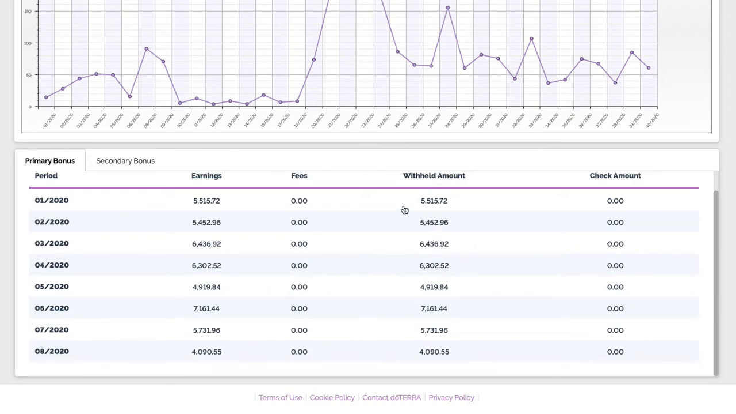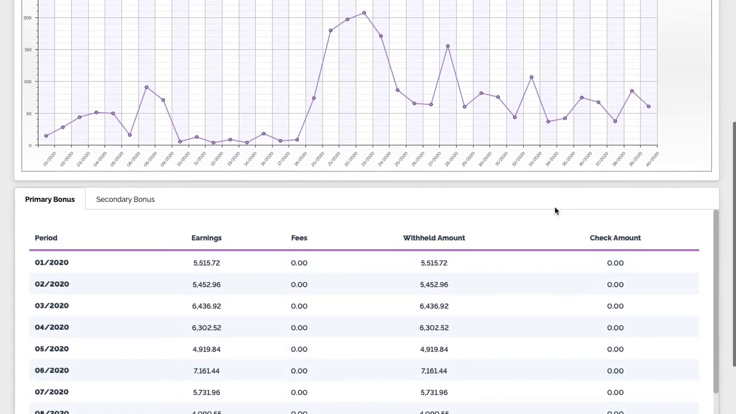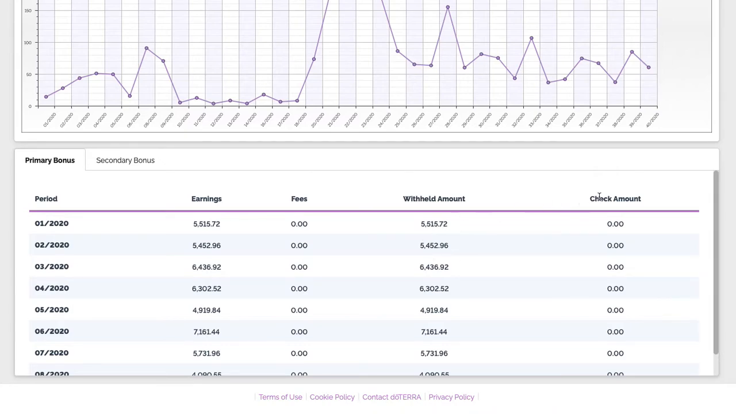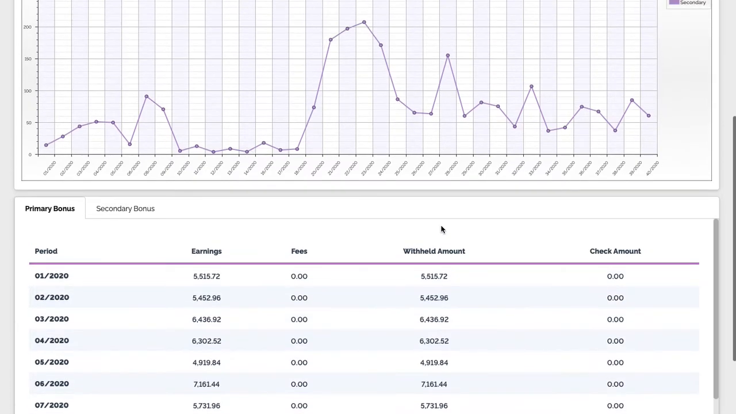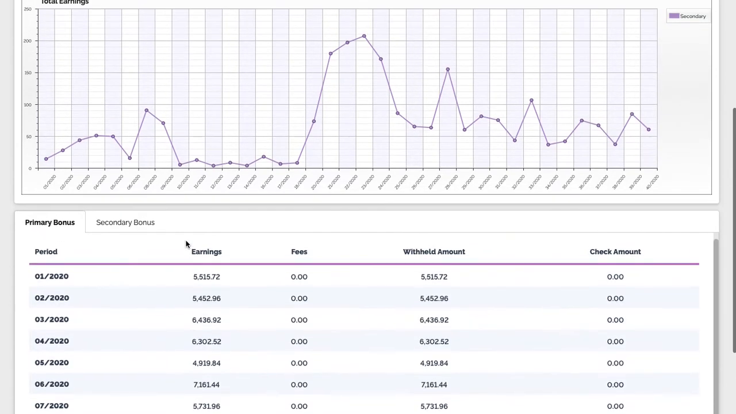Withheld amount, which means how much money was withheld for any reason, and then how much the check was for. Now, these say withheld and check zero because they've already paid out on this account, but that's just because it's an international account. It just shows a little bit differently, but yours sometimes shows zero withheld, and how much your check was going to be would usually be the total amount there. So $5,515.72.